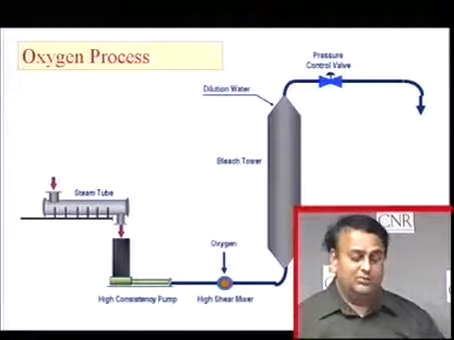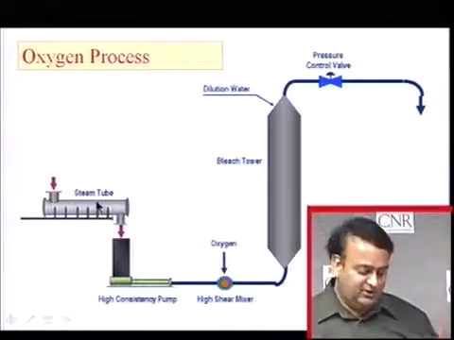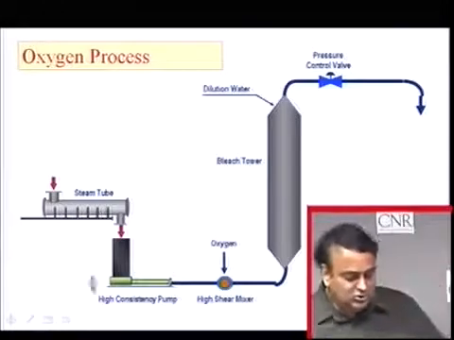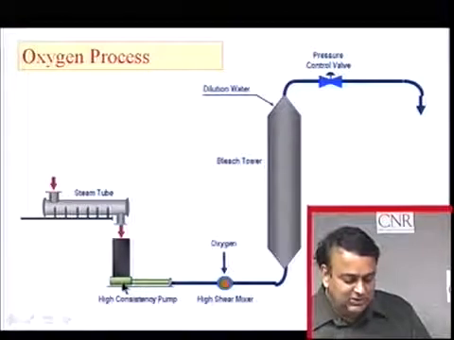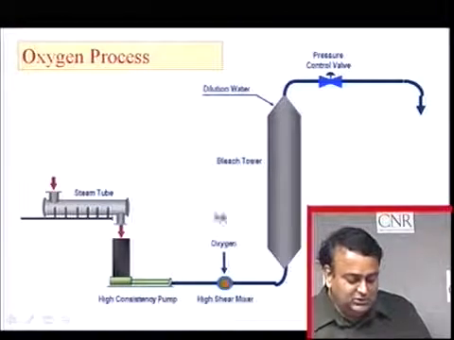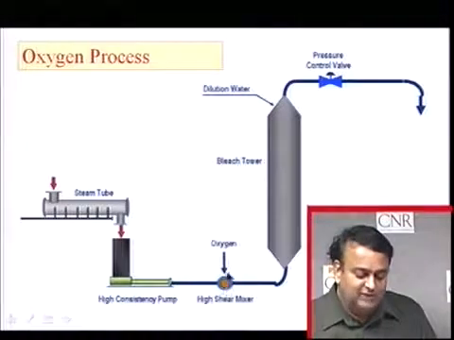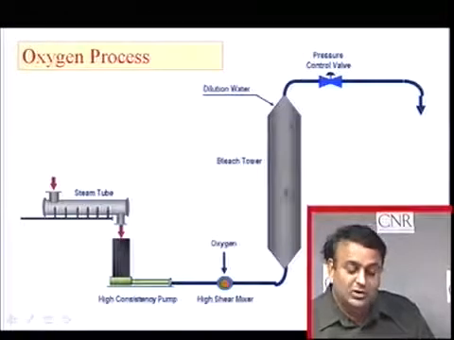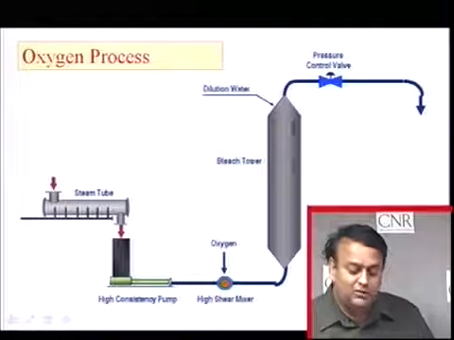Here is the oxygen process. Steaming tube to raise the temperature to 85 to 90 degrees C. Goes to a high consistency or medium consistency pump. The pulp is pumped here, and then you add oxygen here through a high shear mixer and send it through the upflow tower. Note here, the pulp goes from bottom to the top. That's why it's called upflow tower.